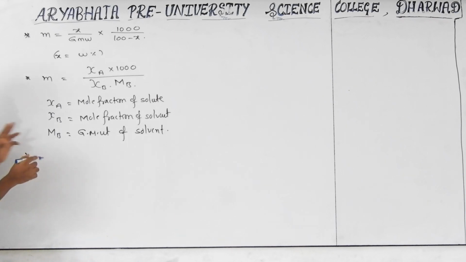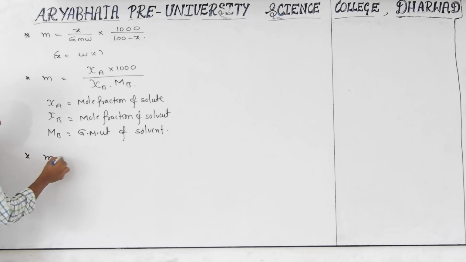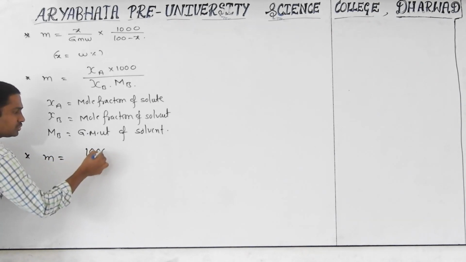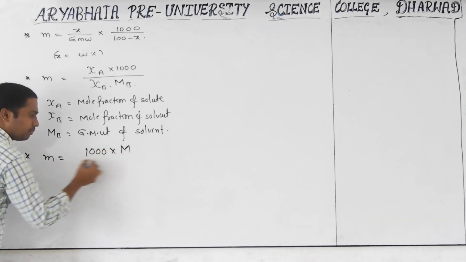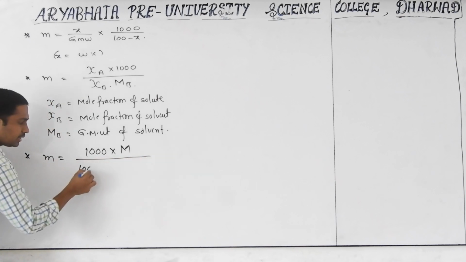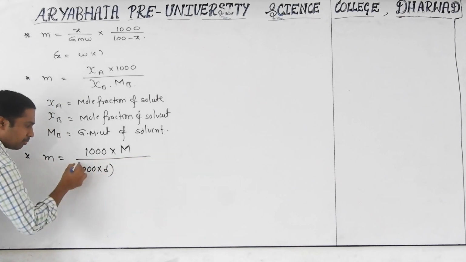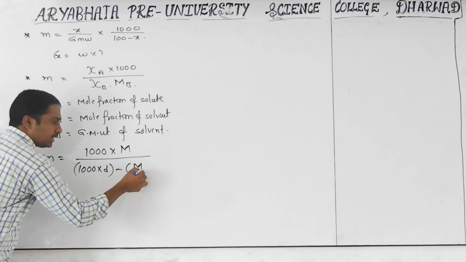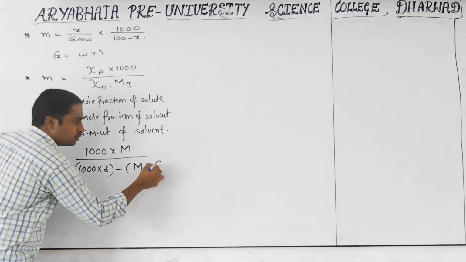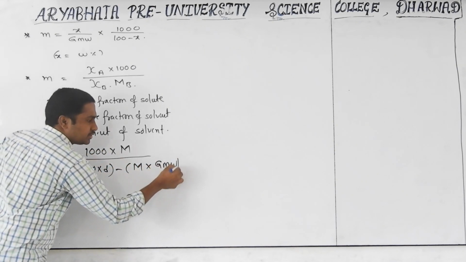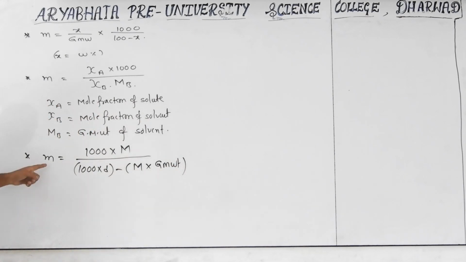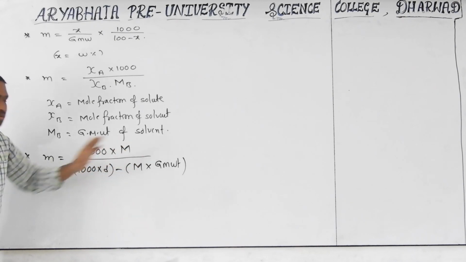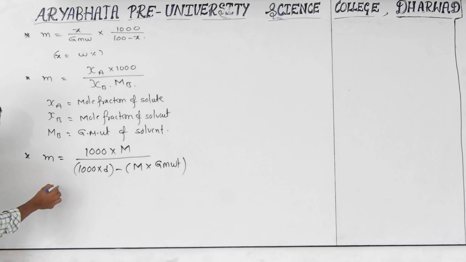Relation between molality and molarity. It's a very important thing. Molality is equal to 1000 into M by 1000 into D minus molarity into gram molecular weight. Yes, what is the relation? Molality is equal to 1000 into molarity by 1000 into density minus molarity into gram molecular weight. Here I will write the terms.